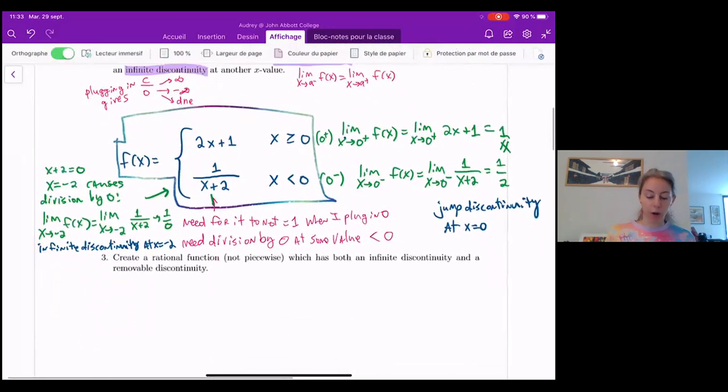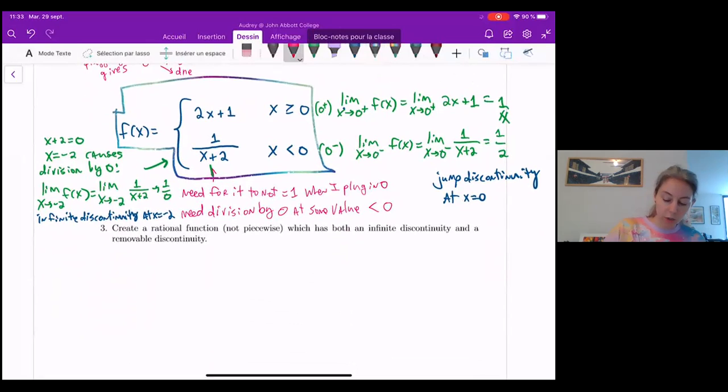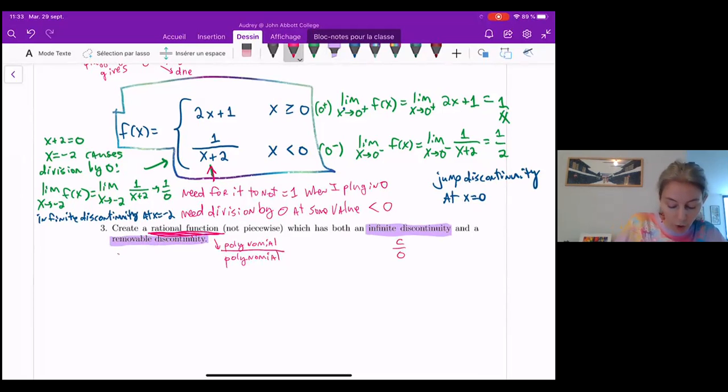Okay, so this brings us to our next theoretical question, which is to now create a rational function. So a rational function, a lot of you asked me about this. A rational function is a polynomial over a polynomial. And I want for it to have an infinite discontinuity, which we reminded ourselves occurs when we have c over 0. And then I also want it to have a removable discontinuity. So what we've seen is that removable discontinuities occur when we have 0 over 0 that we can cancel out to become a number.